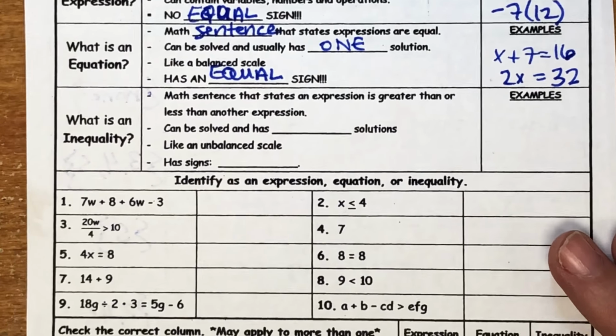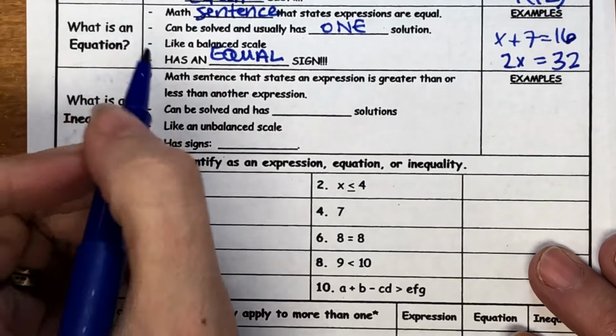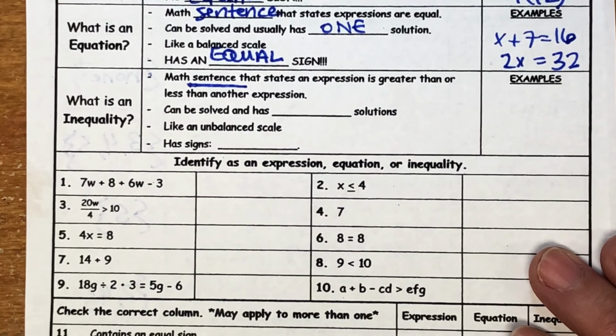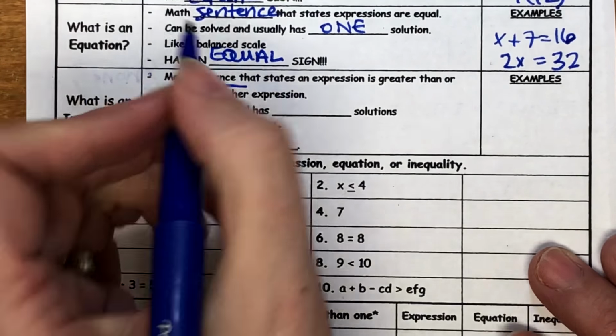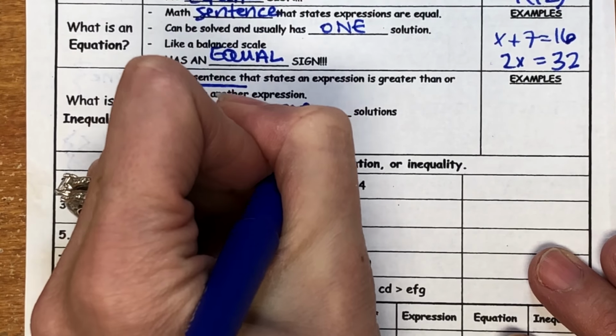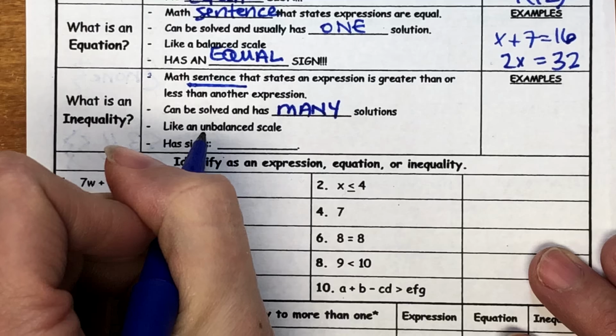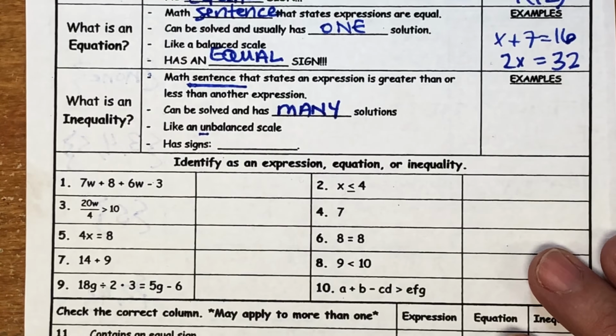An inequality is going to be a math sentence that states an expression is greater than or less than another expression. Can be solved and has many solutions. Okay? It's like an unbalanced scale. So one side is going to be less or greater than the other side and has these following signs.